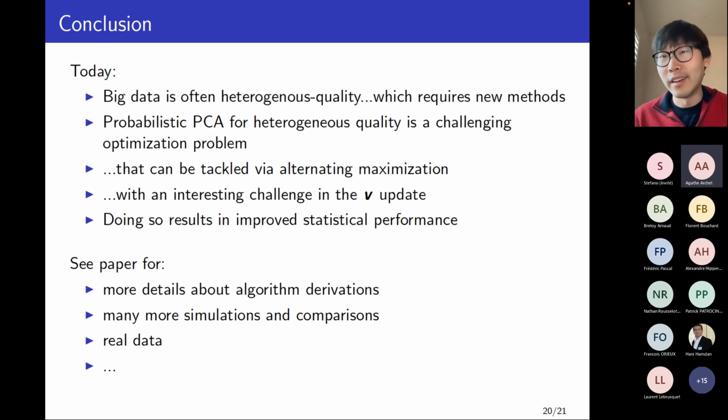And then we also saw at the end how accounting for this heterogeneity indeed, as you'd hope, improves the statistical performance. And maybe I should say here, it is even surprisingly robust. And so please see the paper, we've got many more details about the algorithm derivations and many more simulation comparisons. Actually, we also have some experiments on real data.